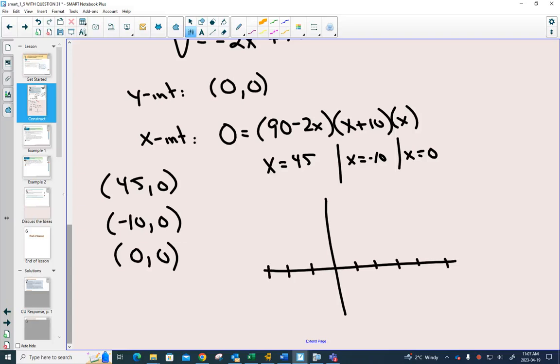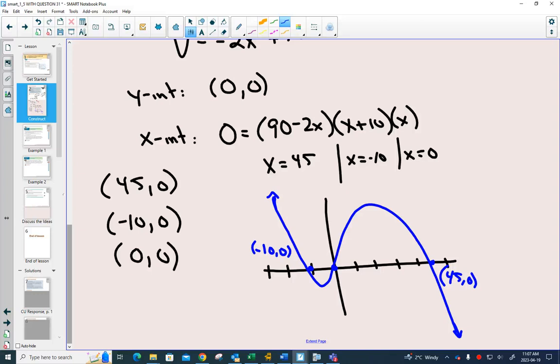I'm going to make these by 10, so this one here would be negative 10, 0, 0, 0, 10, 20, 30, 40, 45, 0. End behavior was here and here, and each of those x-intercepts has a multiplicity of 1, so your graph would go straight through, straight through, straight through. And so we can use our skills from yesterday's class to draw this graph.